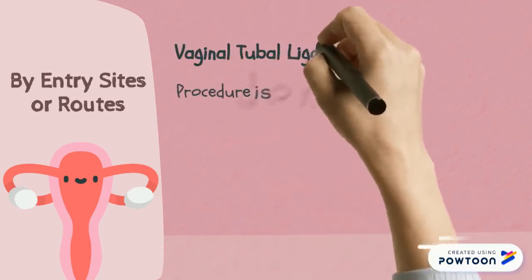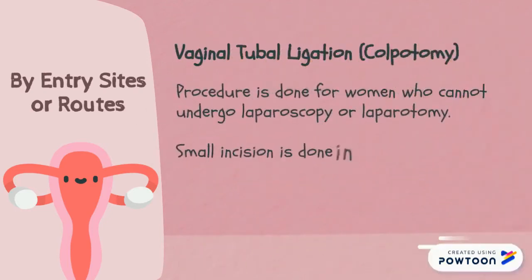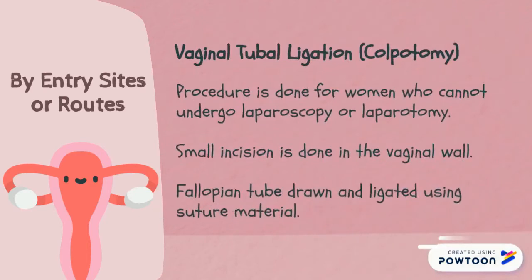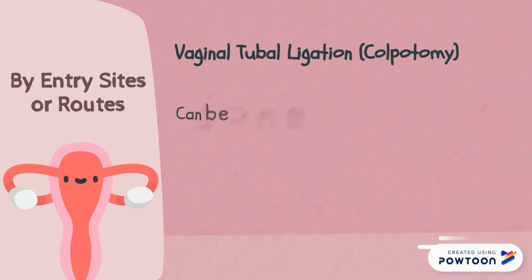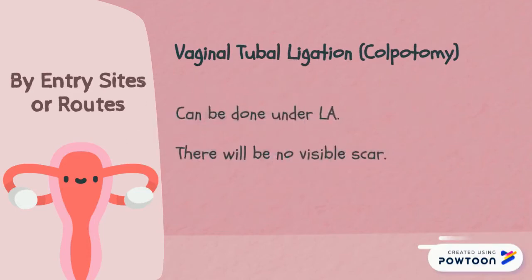Vaginal tubal ligation, or colpotomy, is a procedure for women who cannot undergo laparoscopy or laparotomy. A small incision is made on the vaginal wall. Then, the fallopian tube is drawn out and ligated using suture material. It can be done under local anesthesia, and there will be no visible scar.